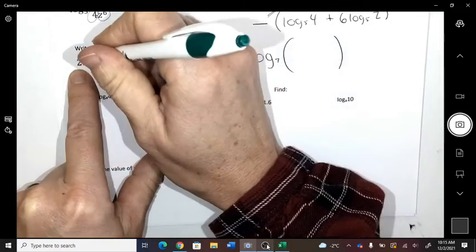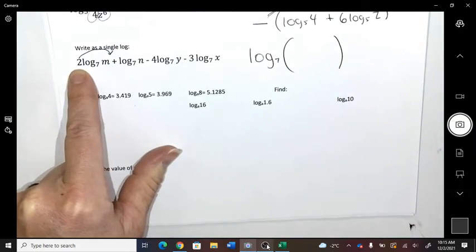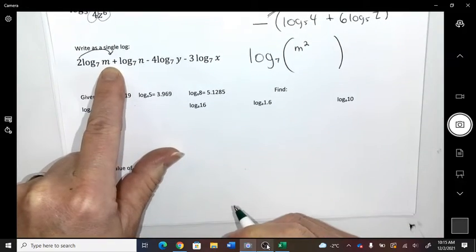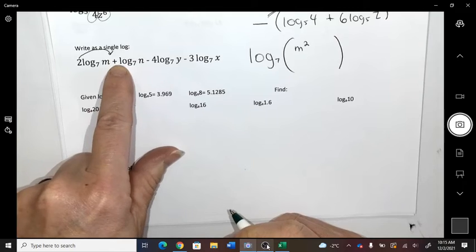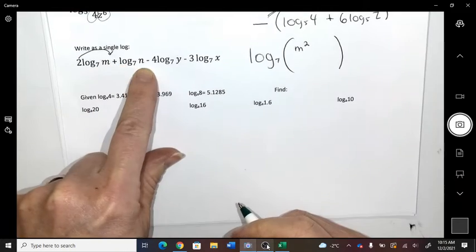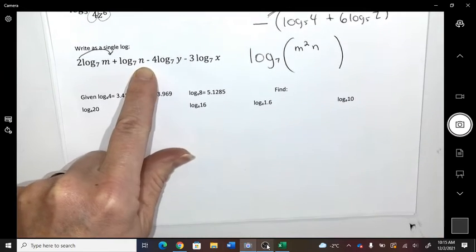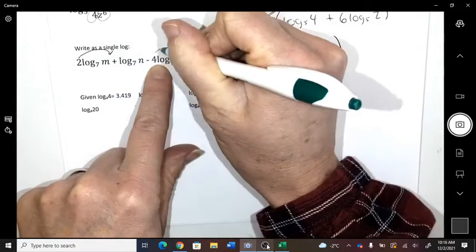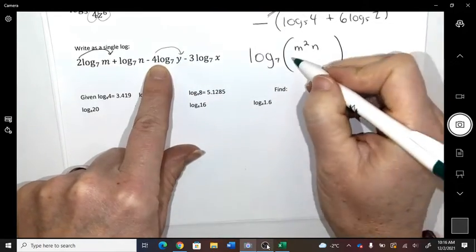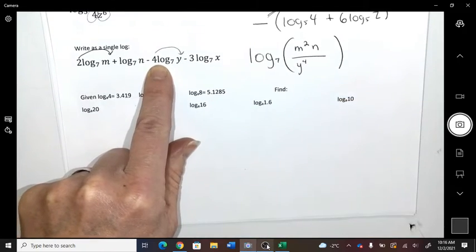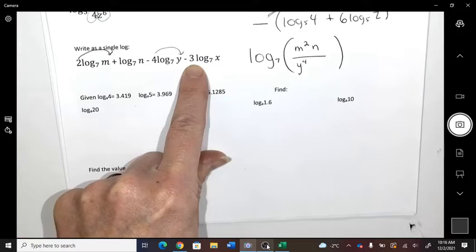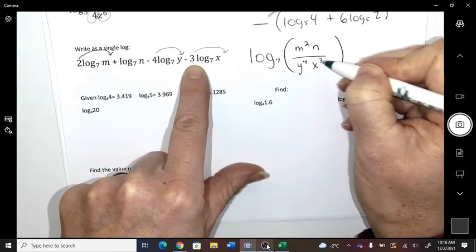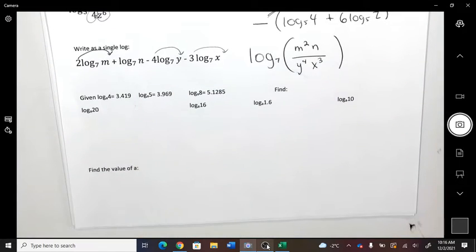Okay, so the first thing is, this one had a coefficient 2, so the 2 could now become m squared. This was a plus, so that's a multiplication, so times n. This is a subtract, so it's going to be a divider, so y to the 4th on the bottom. And this is a term that's a subtract, so it's also going to be a divider. So we just put it all back together.